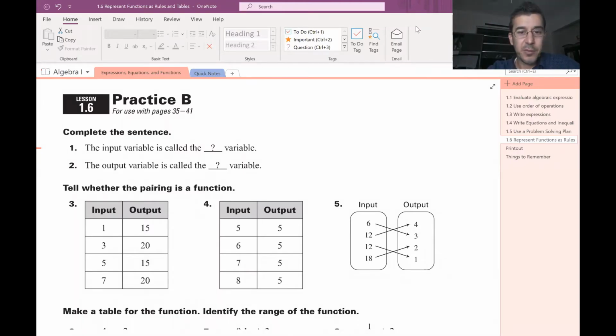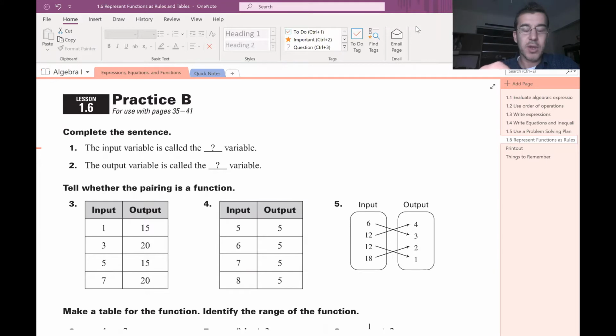This is Oliver. We are learning algebra by working through problems from the Larson textbook. Section 1.6 is where we are at. Today we're looking at practice B. So let's start. Number one, the input variable is called the question mark variable.